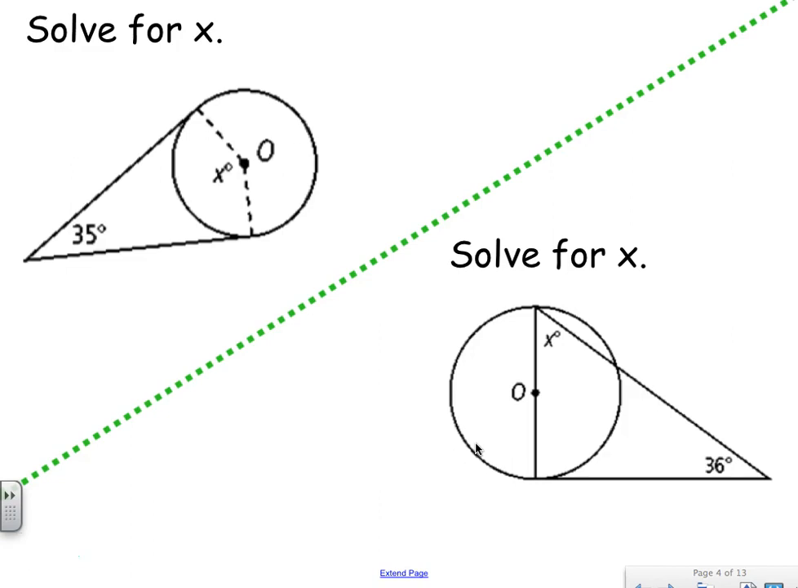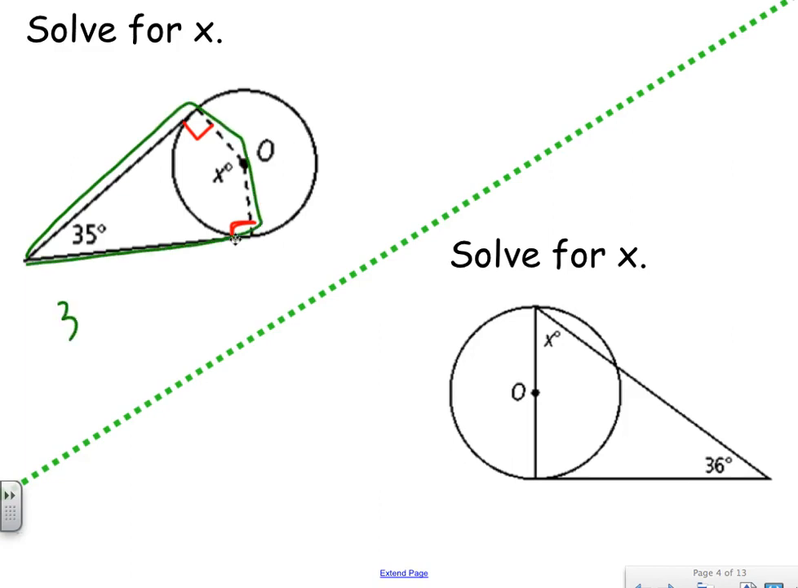What they'll have to tell you is they'll say lines that appear to be tangent are. Because this line looks like it hits it once, we're going to assume it does. So right here I'd have a 90-degree angle. Same thing over here, this line is tangent, 90-degree angle. So then you're going to use your knowledge of a kite to solve for x. Okay?